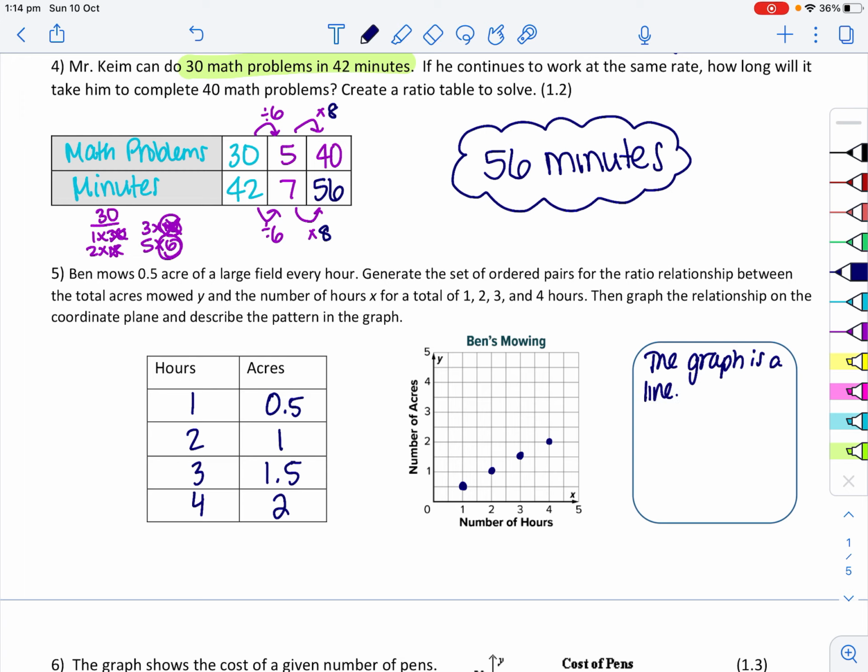Then I'm going to say as the number of acres increases by 0.5, the hours increase by 1. So that describes my relationship in the graph. Remember, as long as you are doing something to describe what is happening, that will be good enough for me.